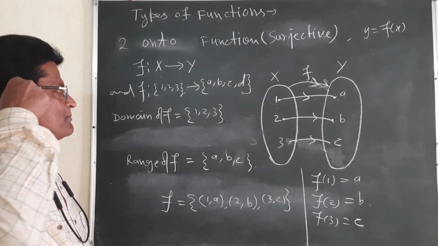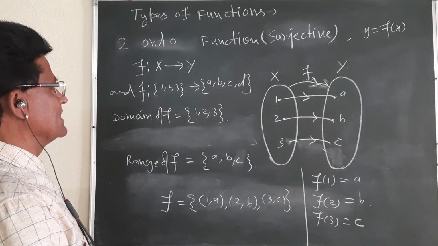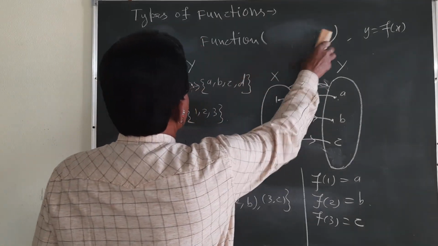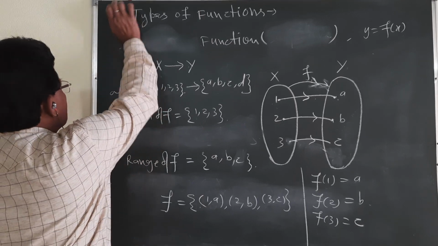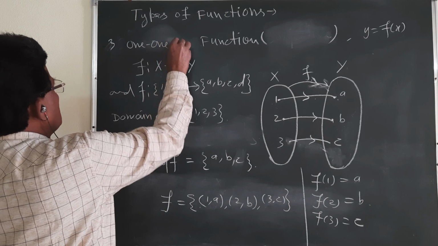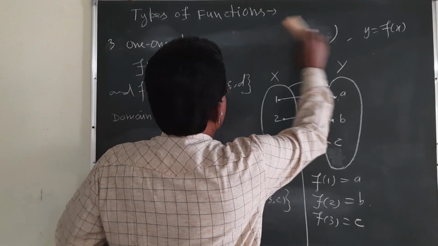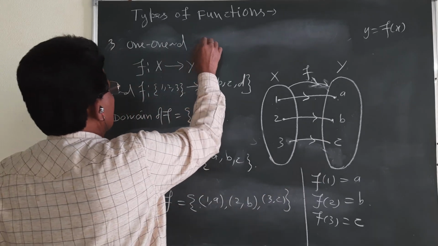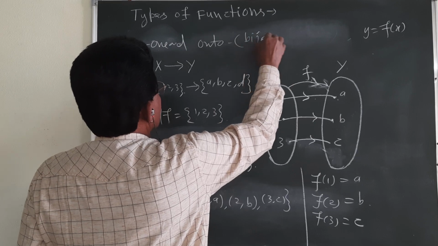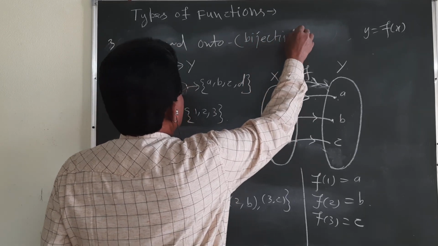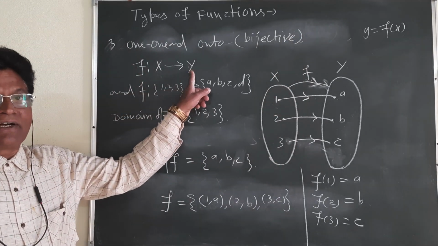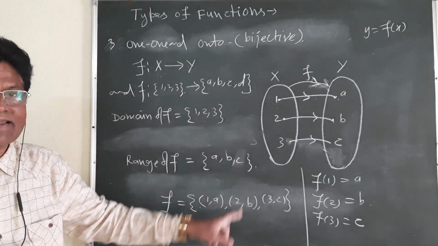Let me take now the third type of function, which is very, very important, and in the examination this function comes: 1, 1 and onto. Both. The function will be 1, 1 and onto also, which means a bijective function. This function will be a bijective function if it is 1, 1 as well as onto.